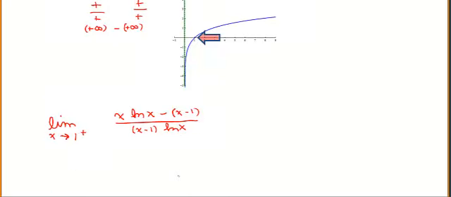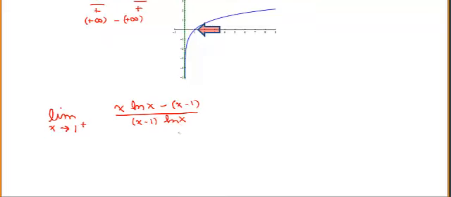Now if I look at this as x approaches 1 from the right, let's see what's happening. x is approaching 1, the natural log is approaching 0, and x minus 1 is approaching 0. So the numerator is approaching 0. In the denominator, x minus 1 is approaching 0, and the natural log of x is approaching 0. So we have 0 over 0, an indeterminate form. We can use L'Hopital's rule.